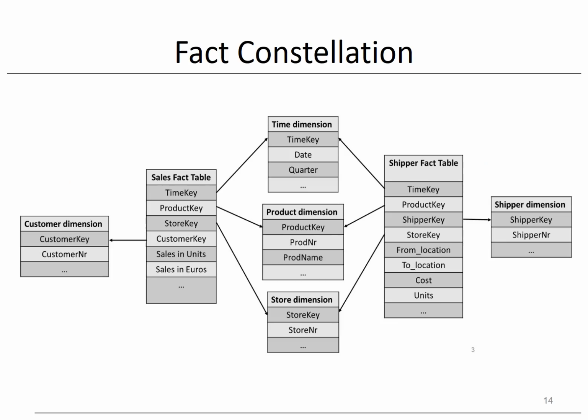A fact constellation scheme has more than one fact table, as you can see illustrated here. The two fact tables, sales fact table and shipper fact table, share the dimension tables, time dimension, product dimension, and store dimension. This scheme is sometimes also referred to as a collection of star schemes or a galaxy scheme.